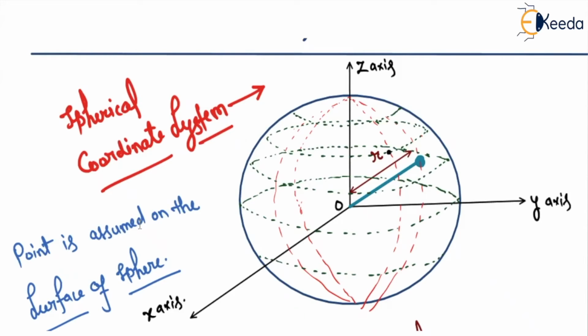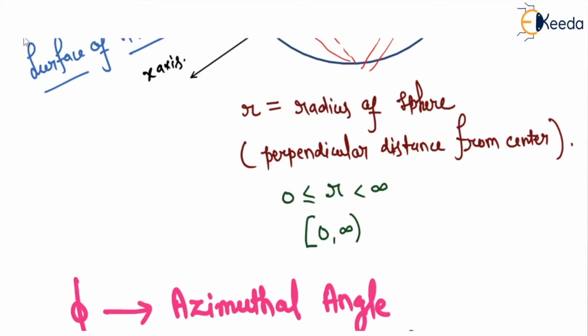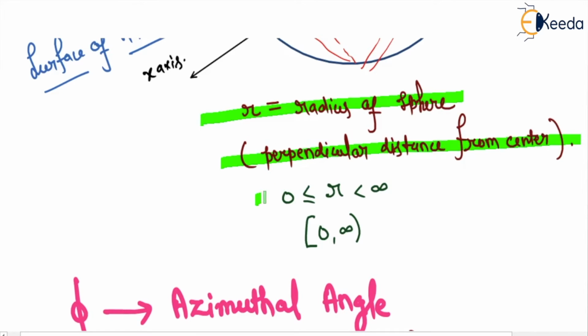In the spherical coordinate system, a point is assumed on the surface of the sphere as shown in the figure. There are three axes x, y and z, and a sphere, and a point P at the distance r from the origin. So r is the perpendicular distance of the point from the origin. r is also called the radius of the sphere, and it is the distance from the center. The value of r is from 0 to infinity. 0 is included but infinity is excluded.